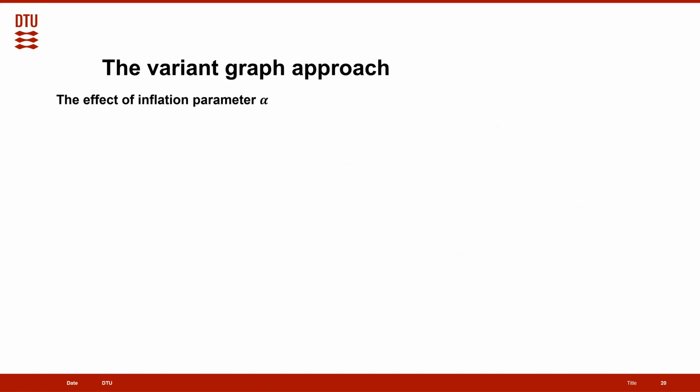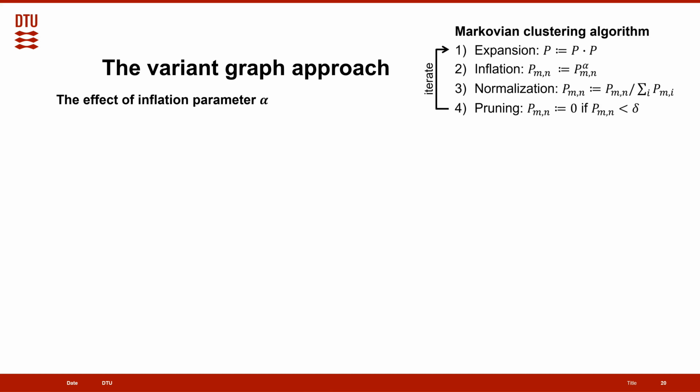I want to now briefly show you the effect of the inflation parameter alpha. If you remember, inflation is what we use in the second step after we expand the graph. If we have a high inflation parameter, we usually cut down the graph very quickly and force it to converge, whereas if we have a low one, we actually allow it to expand very broadly.